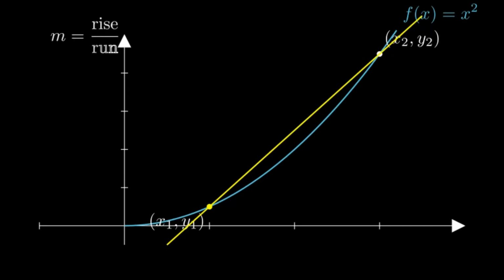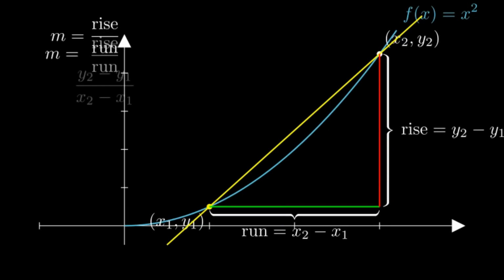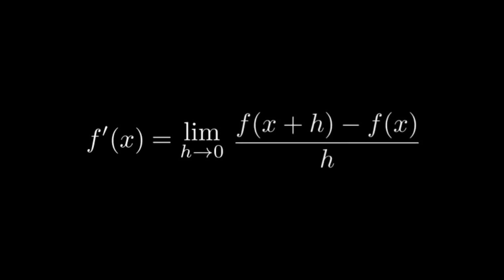Think back to basic algebra. We'll remember the slope formula, rise over run, but that requires 2 points. What happens when those 2 points get closer and closer until they are almost the same point? This is where the magic of the limit comes in. The derivative is defined formally as f prime of x equals the limit of f of x plus h minus f of x over h as h approaches 0.